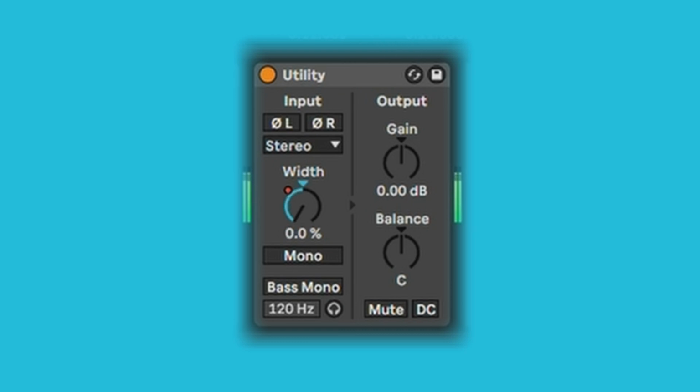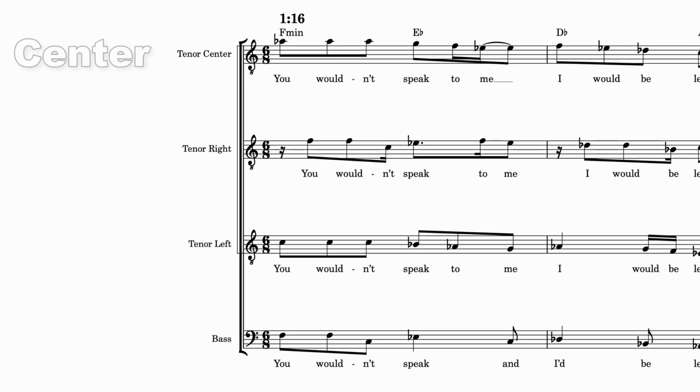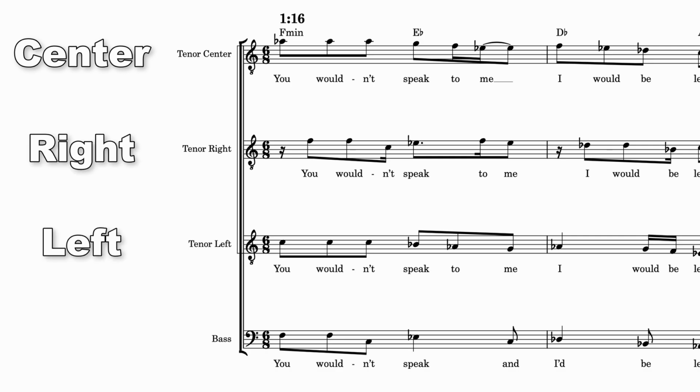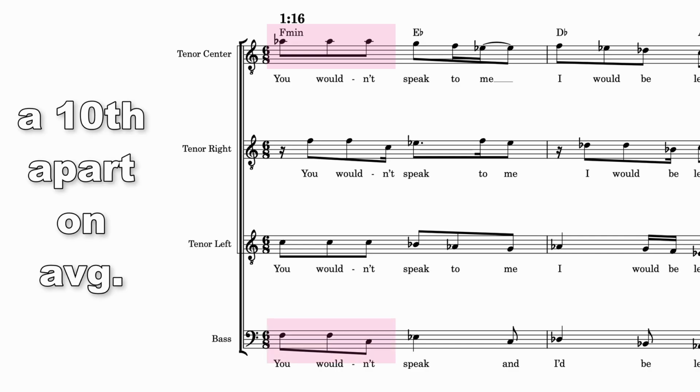This is the equivalent of making your mix go mono and expand back out to full stereo to make your build-up more impactful. And finally, number 5, use mixing to your advantage. In this case, each voice is panned separately except for the top and bottom voices, but this is fine because the register between these two creates a natural separation between the voices.